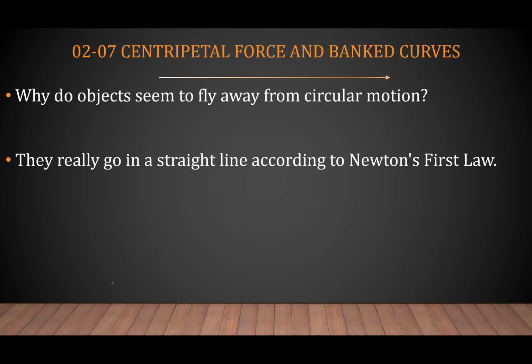So, why do objects seem to fly away from you when they're moving in circular motion? This is also a typo, fly away, when they're released from circular motion. What happens is they really go in a straight line according to Newton's first law, and so they are getting farther away from you. If you keep rotating, they'll look like they're in front of you, getting farther away from you.